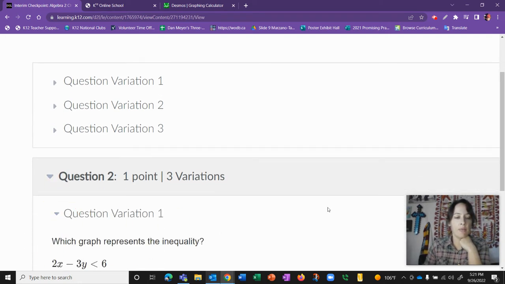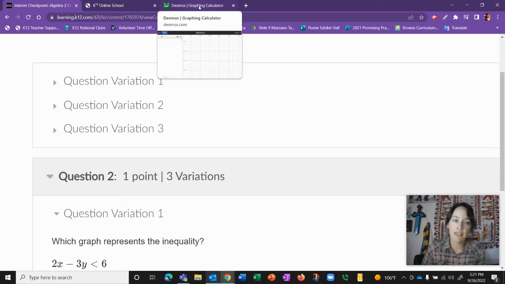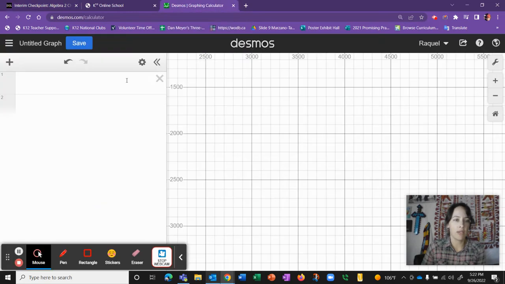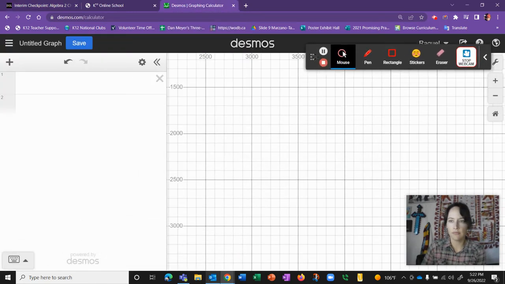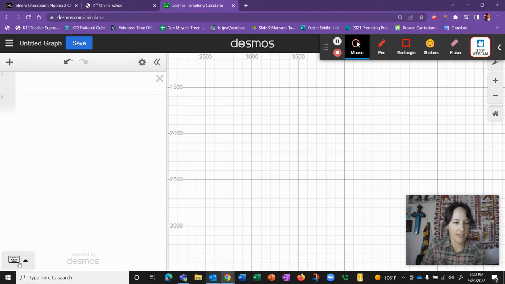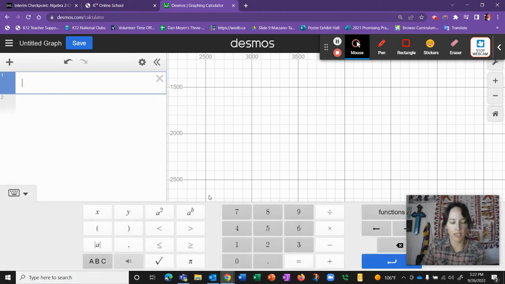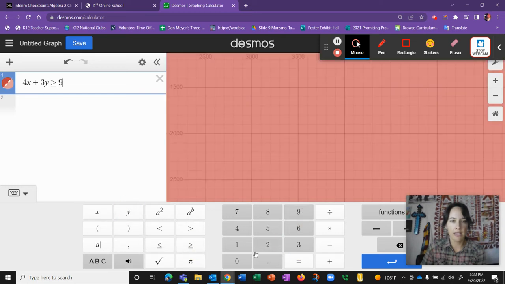Okay, which graph represents this inequality? The reason I have Desmos up here is because graph it, friends. Take a look at that and graph it. So we're not going to graph that one. Why are you following me? Down here will help you if you ever get stuck with the keyboard. See these symbols? Sometimes you don't know where those symbols are, so that's why this video is here too. We have 4x plus 3y greater than or equal to 9. Well, that didn't help you either. Well, come over here.